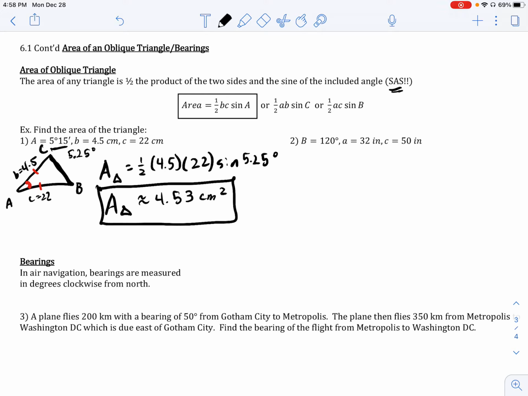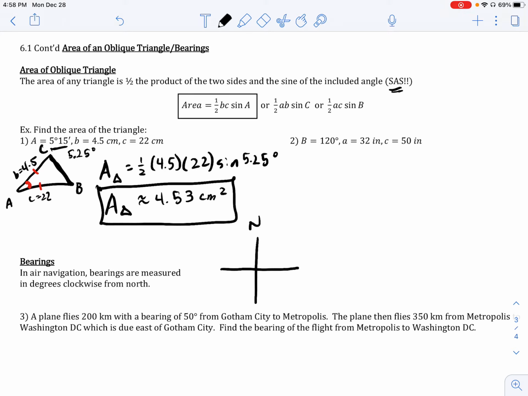The next thing I want to discuss is bearings. Now, I know that this might seem like deja vu for some of you because we definitely discussed bearings already in this class. Another type of bearings that I want to go over is bearings when we are dealing with air navigation. Anything where we're navigating in the air or in the sky, we use a slightly different type of bearings. We're used to bearings being angles that open up from the vertical.